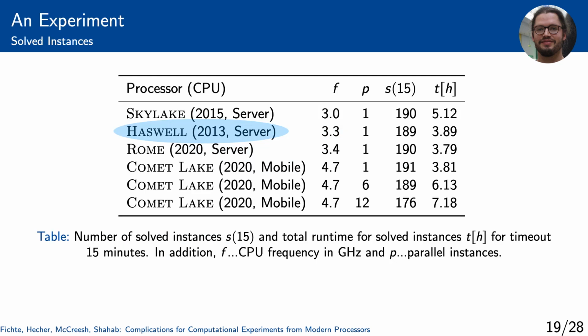In our experiment, we took a workstation CPU, which can also be found in compact servers, an expensive high-performance server CPU, and a mobile CPU, which can also be found in systems such as small form factor barebone hardware, running multiple instances in parallel. The CPUs allow for different maximum frequency scaling, where in fact the desktop CPU can scale the highest. Now the column S15 states the total number of solved instances within 15 minutes, and TFH refers to the total runtime of the solved instances.